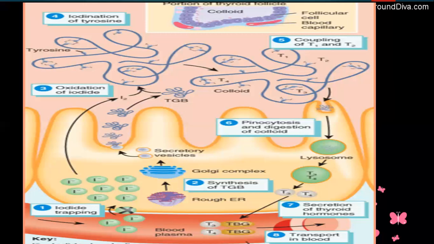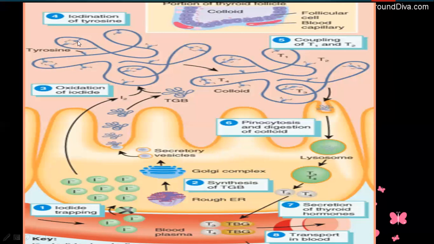So we were discussing thyroglobulin. You can see here, I said it is a chain-like structure. You can see this thread-like structure. This is called thyroglobulin. This thyroglobulin contains amino acids. Among those amino acids, the important amino acid is tyrosine.